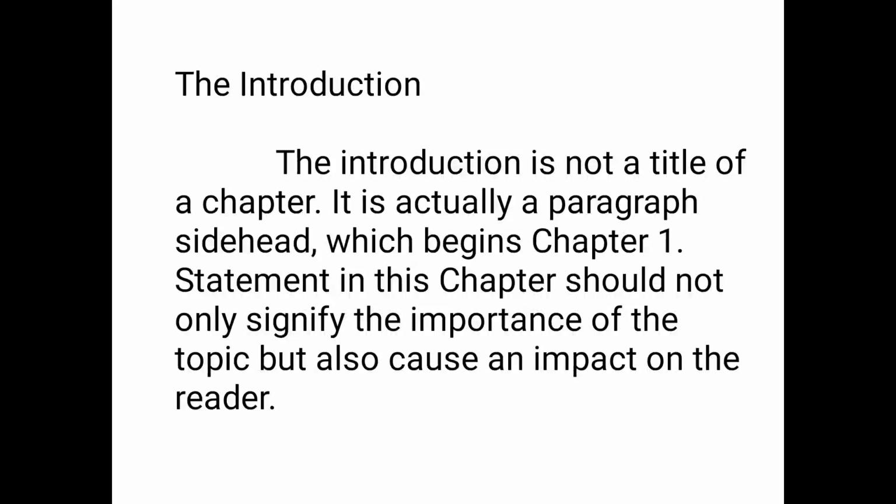Okay? So the introduction is not about your title, but rather a paragraph that is side-headed, meaning after ng chapter 1, introduction, the problem and its background na label, ma-sidehead ka na, ma-enter ka, and then left, introduction ng word, and then enter ulit another paragraph about your introduction. So, in this part, it does not only signify the importance of the topic, but how your reader will gain from your paper.